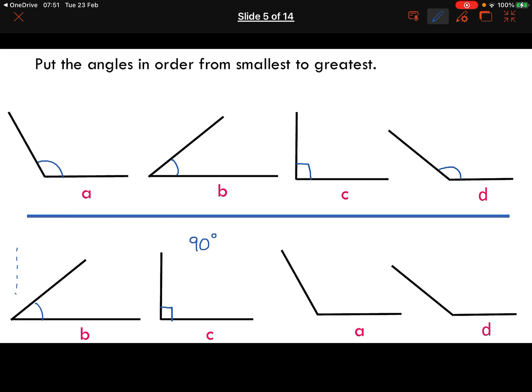Roughly 90 degrees. Now, if I look here, I'm going to put in my imaginary 90. That's about halfway. From there to there is roughly halfway. So it's going to be roughly 45 degrees.